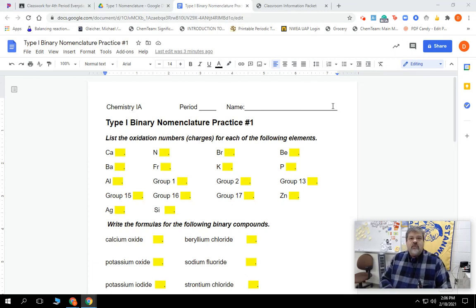Of how to do the type 1 binary nomenclature practice number 1 sheet. So again, it's type 1 binary. Type 1 means that it's ionic, and it's monoionic, I should say. So it's the ones that only have one charge. These are elements that are going to be ionic compounds that have only one charge.